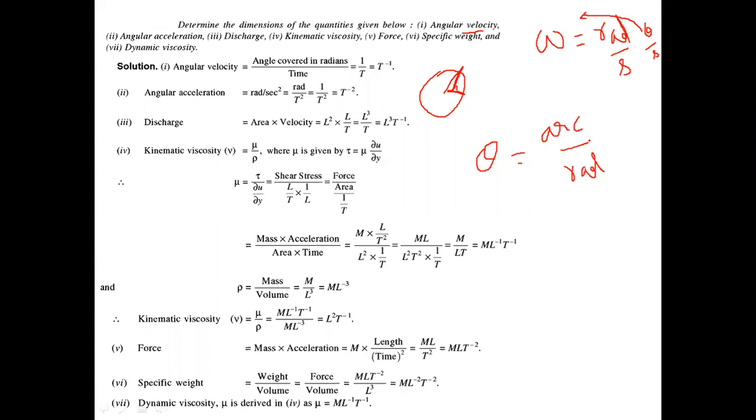Now arc length is a length, and the unit of arc length will be meter. The arc is part of the circumference. The unit of radius is also meter. So theta is a unitless, dimensionless quantity. Angle is a dimensionless quantity, so change in angle is also dimensionless.